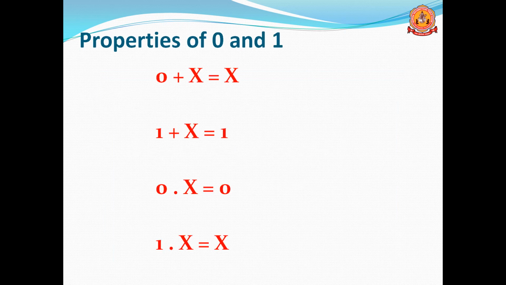The first theorem here is the properties of 0 and 1. 0 plus x equals x. 1 plus x equals 1. 0 dot x equals 0 and 1 dot x equals x. These are the four properties of 0 and 1.